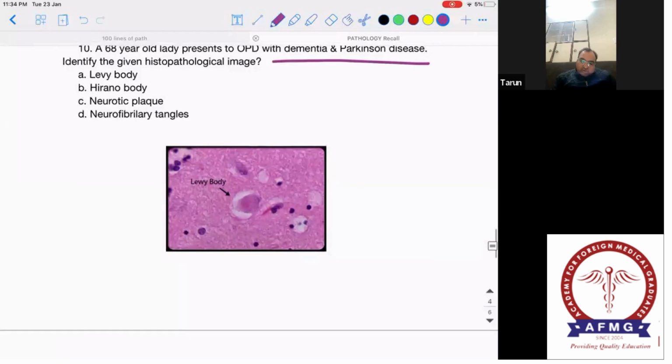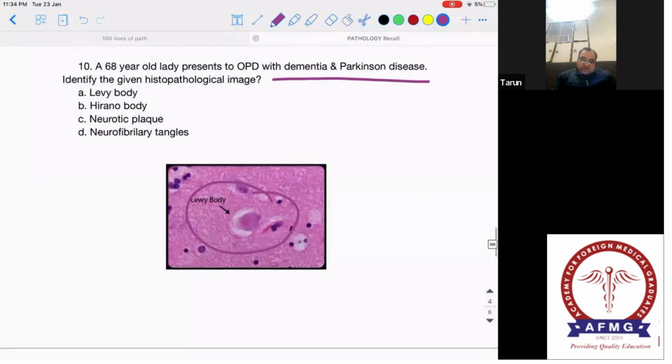So this is the Lewy body you can see here. These are intracytoplasmic eosinophilic inclusions seen in the neurons in cases of Parkinsonism. Some say that the options were like this: Hirano bodies, neuritic plaques, and neurofibrillary tangles were given. All these three features are related to Alzheimer's. Only one was associated with Parkinsonism, that is the Lewy body.